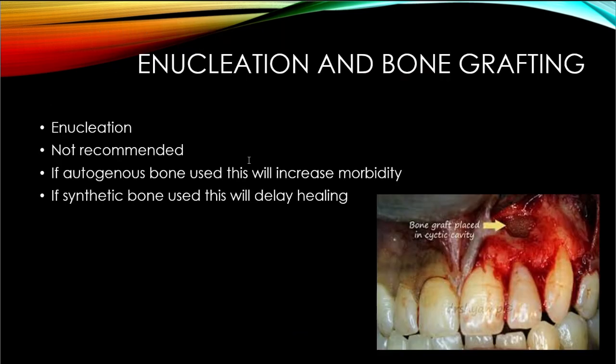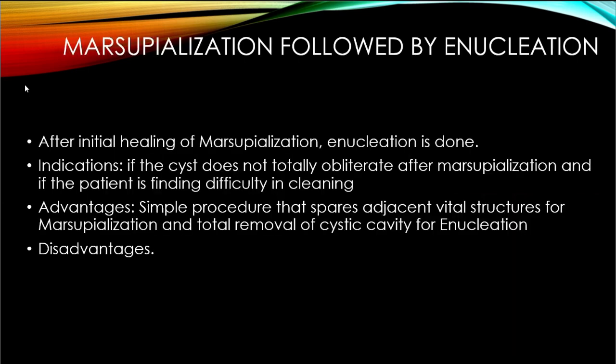Bone grafting, it's not recommended if I'm not sure that I removed the whole cyst. If I use an autogenous bone, it will increase the morbidity. If synthetic bone was used, it will delay healing. Now, as we said, if I have a risk of fracture, I can use marsupialization. Once the cyst is smaller in size, then I can enucleate it with no risk to peripheral or vital tissues. I will go for enucleation.